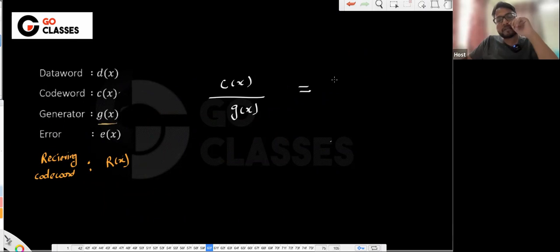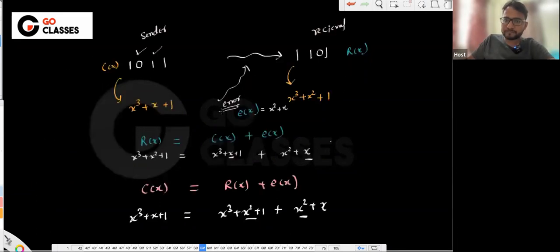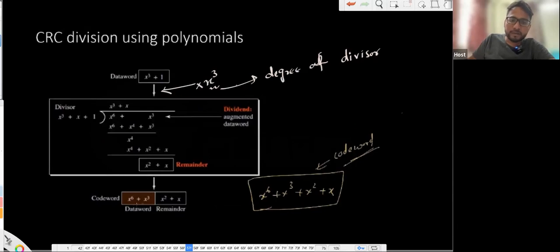Whatever I'm sending, if I divide that with a generator, then what will the remainder be? The remainder will always be 0 at the sending side. I mean, you basically have this code word, which is the data word and the remainder. Now, if you again divide this code word, this complete thing, not just x to the power 6 plus x cube, you divide this whole thing.